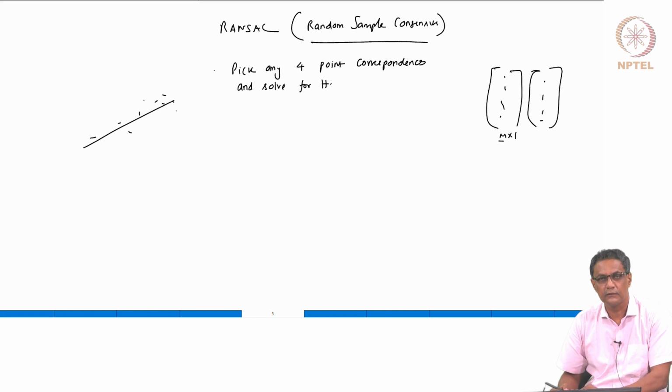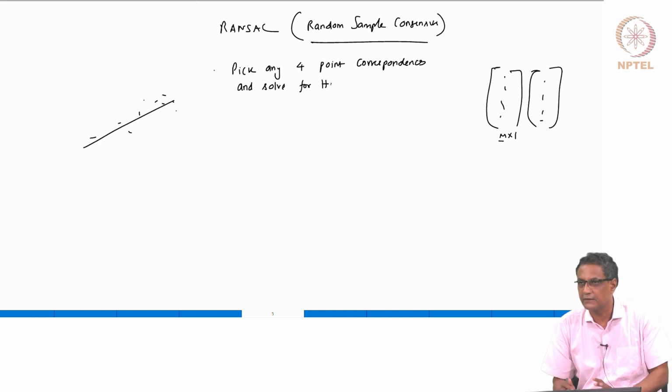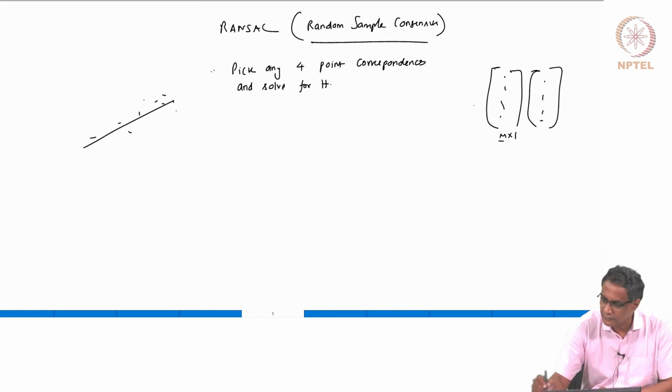What would you then do next? You know that if I have 4 point correspondences, I can solve for H. What will you do next? Will you just accept it? You don't want to accept it. You want to check how good it is, and to check that, you should apply it on the other points, because you have so many of them.